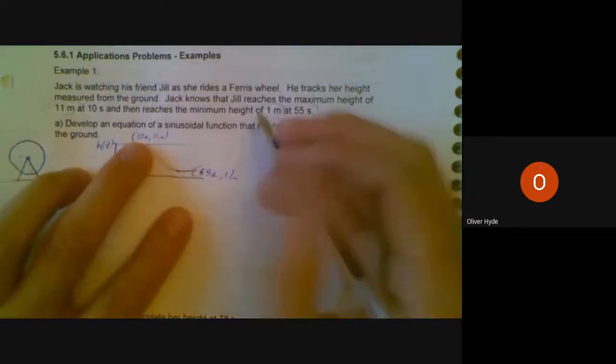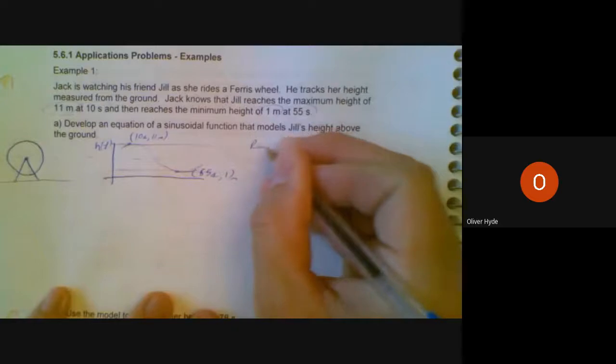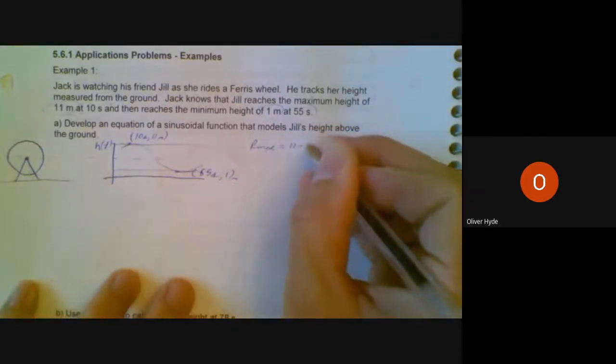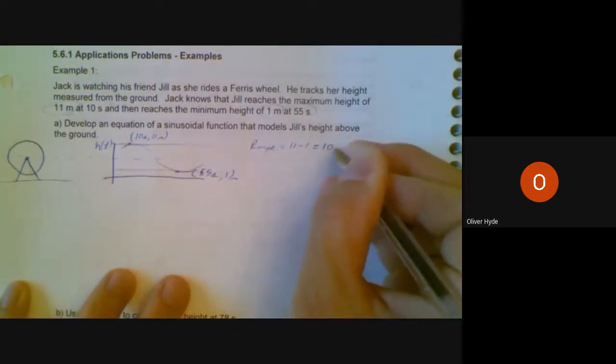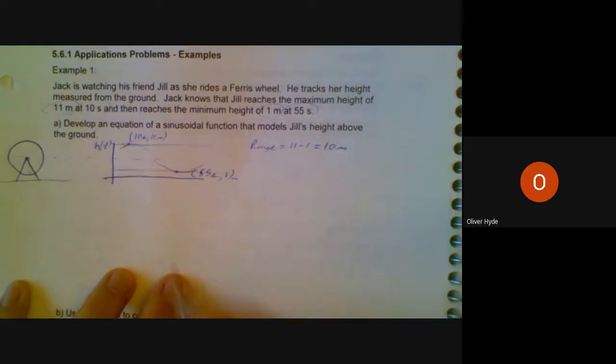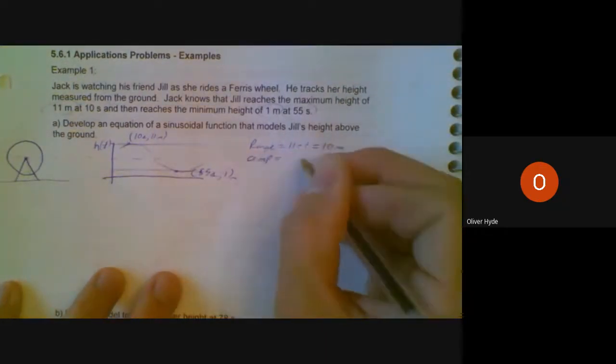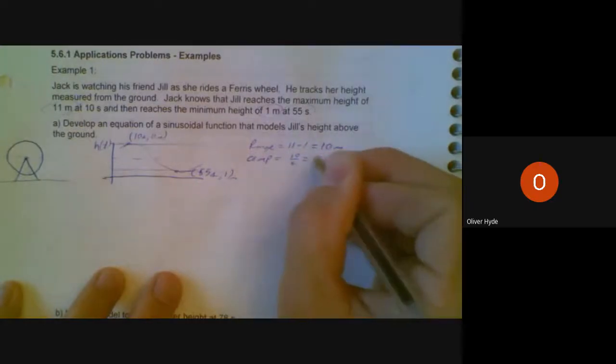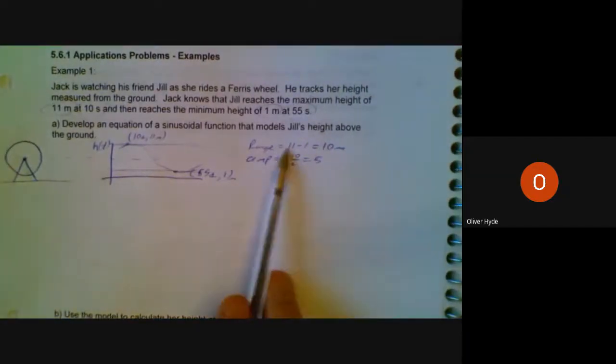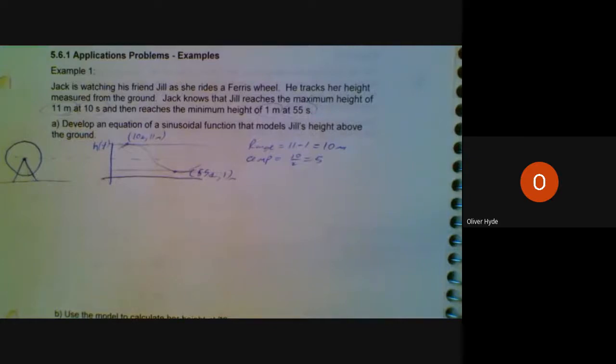For example, there is a total range here of 11 minus 1 meters. Jill is going through 10 meters of vertical distance. The amplitude is going to be half of that. I feel like I understand that instead of memorizing max minus min divided by 2 or max plus min divided by 2. The students that memorize the formulas usually get amplitude and axis of the curve mixed up.